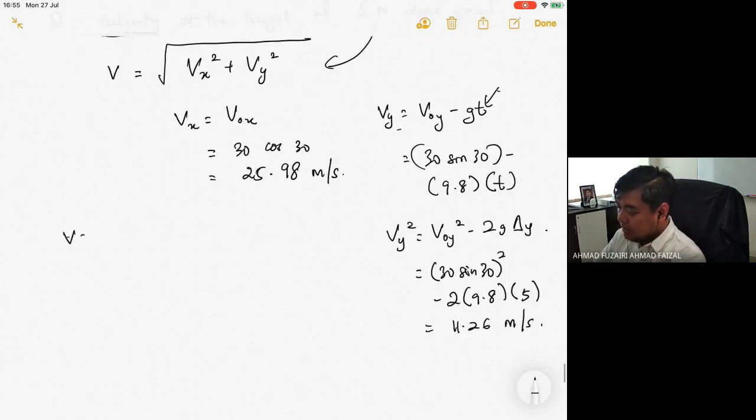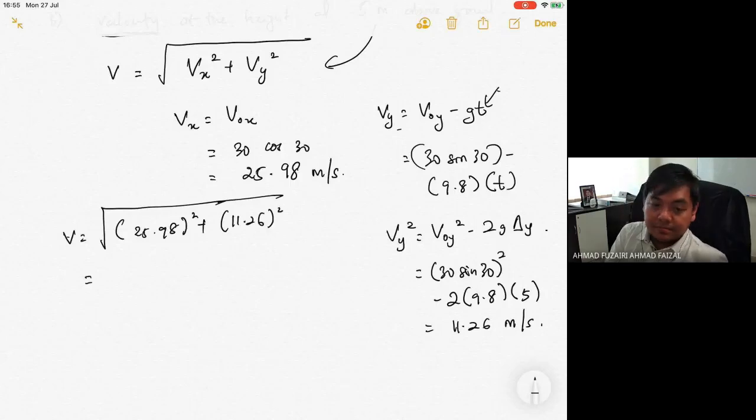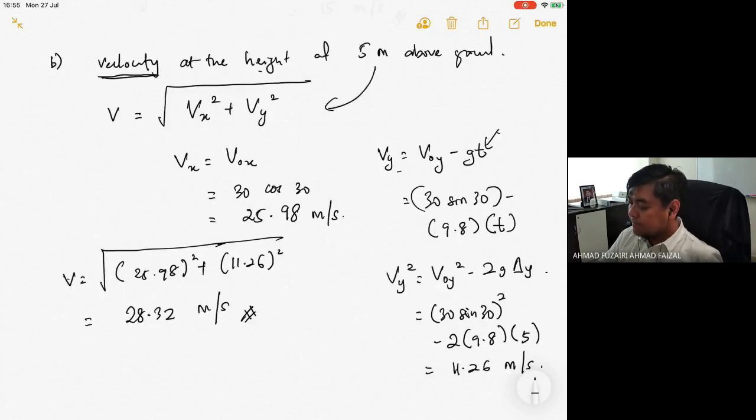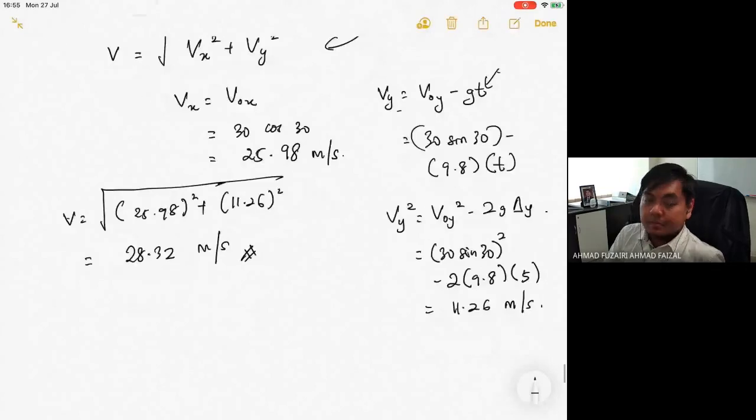So try to bring in all the values. V equals the square root of 25.98 square plus 11.26 square. So we can actually get, let's look at them, the answer should be equivalent to 28.32 meter per second. So that will give you the answer for this question, right?